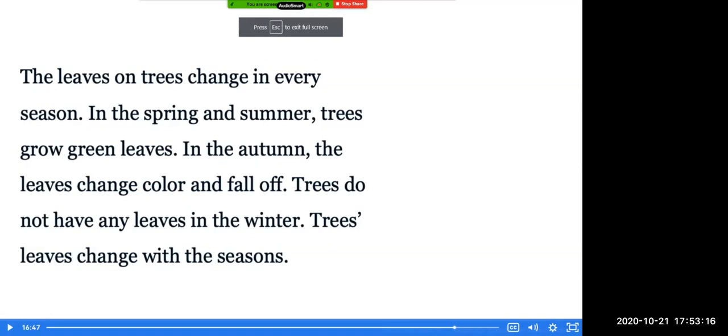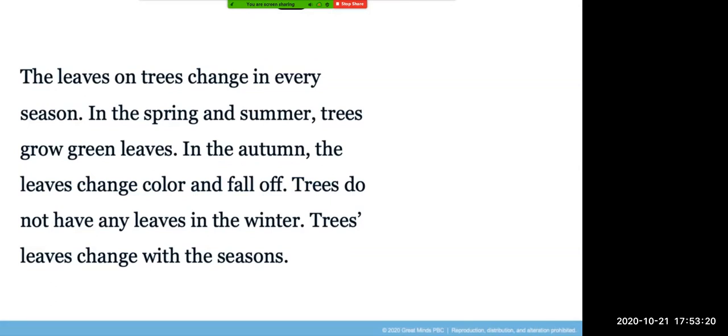Which means let's read this paragraph together. The leaves on trees change in every season. In the spring and summer, trees grow green leaves. In the autumn, the leaves change color and fall off. Trees do not have any leaves in the winter. Trees' leaves change with the seasons.